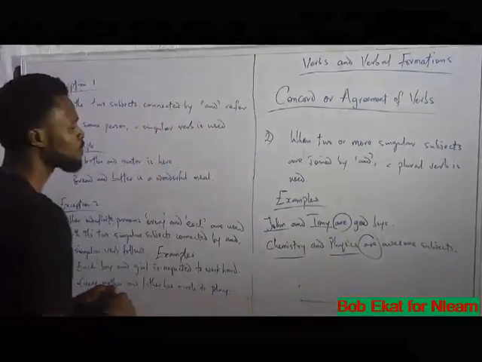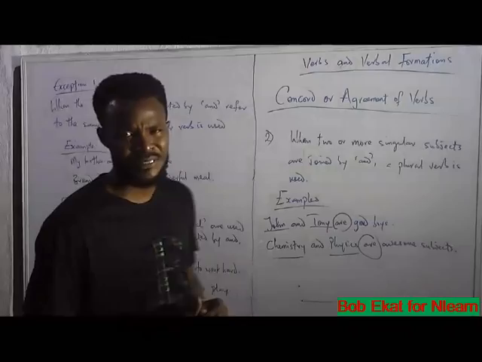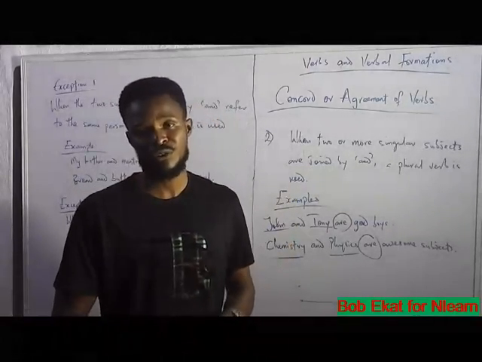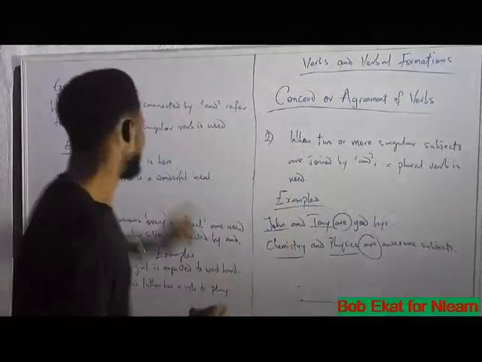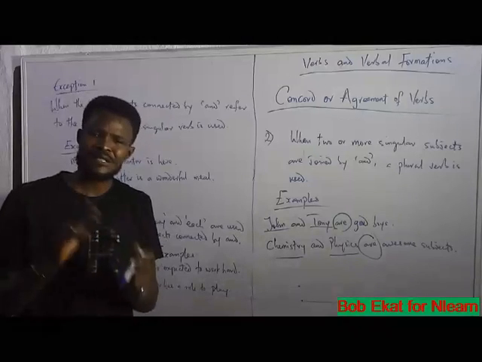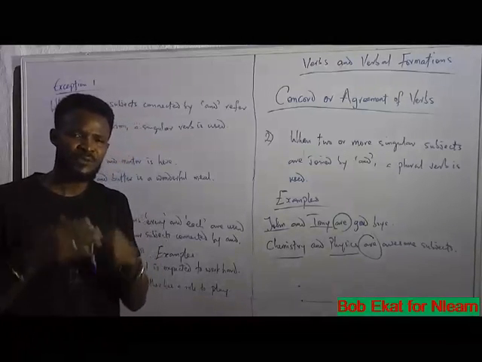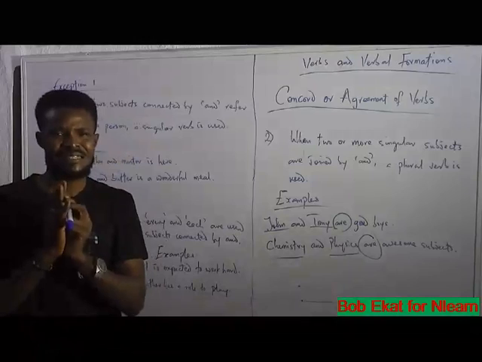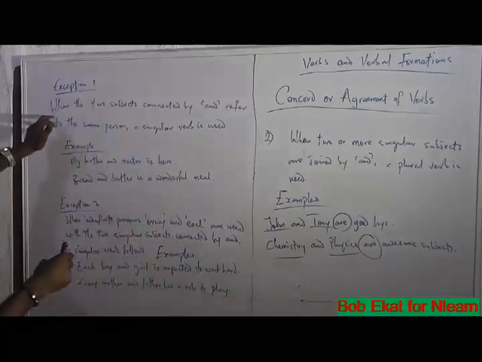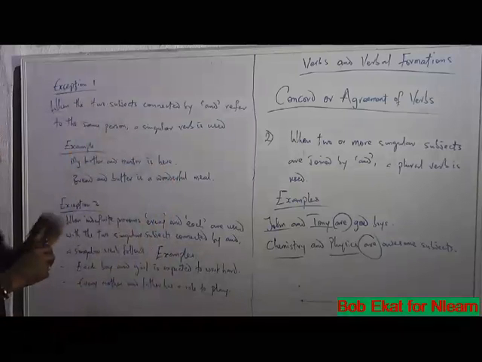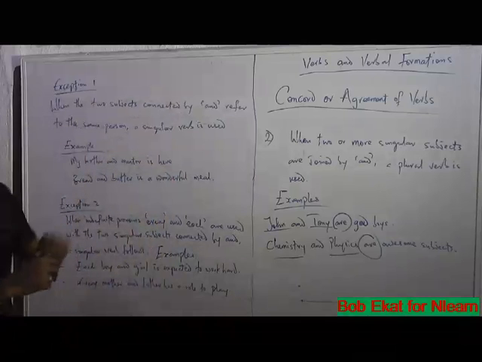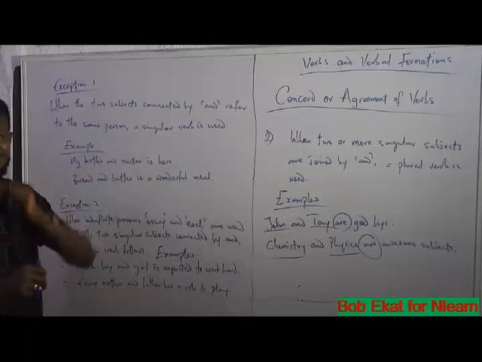Now moving on. There are exceptions to the second rule of Concord. The first exception is this. By exceptions, I mean there are some cases where we don't have to follow the rules expressly. And this is one of such cases. When the two subjects connected by and refer to the same person, a singular verb is used.